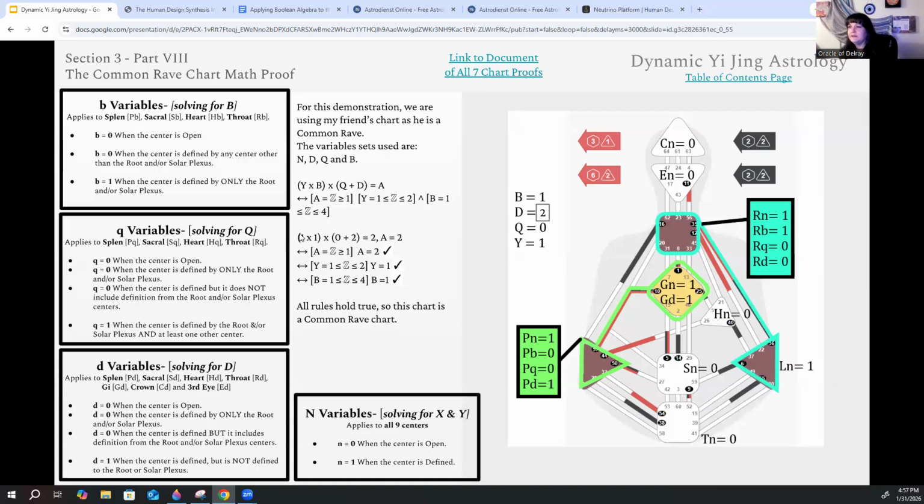So this shows that his Y is 1, his B variable is 1, D is 2, A is 2. So every part of the rule checks out. So it holds that he's a common rave chart.